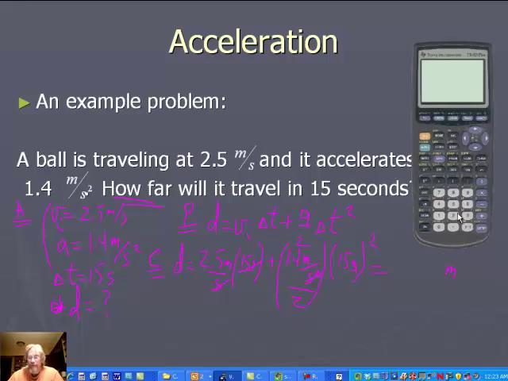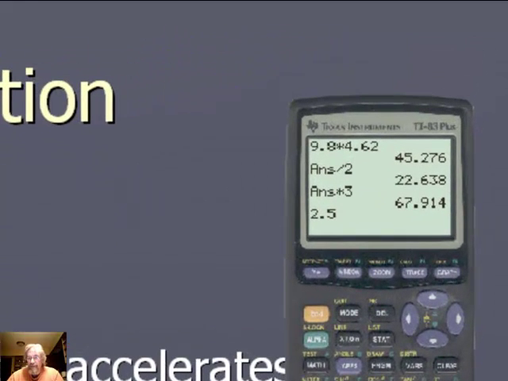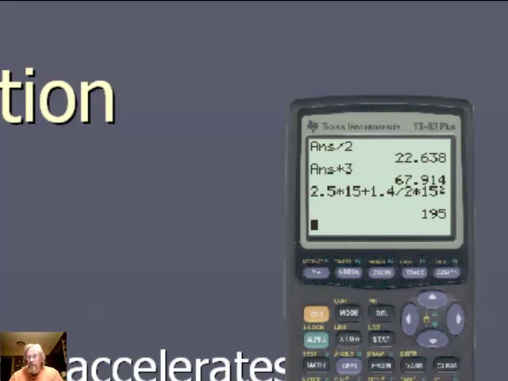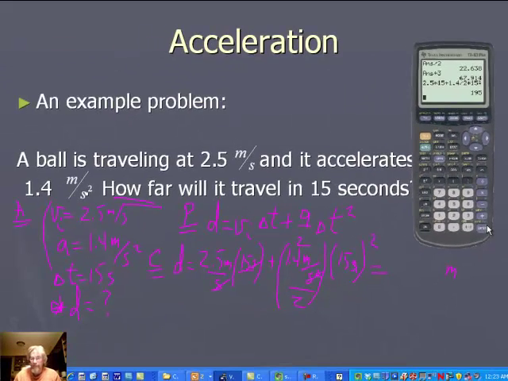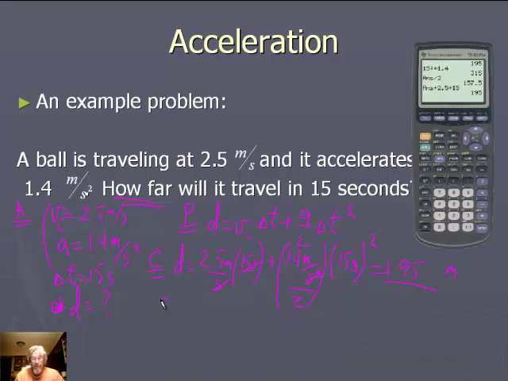Expand my calculator a bit. 2.5 times 15 plus 1.4 divided by 2 times 15 squared gives me 195 meters. Okay, the last step always in problem solving like this is the evaluate step.